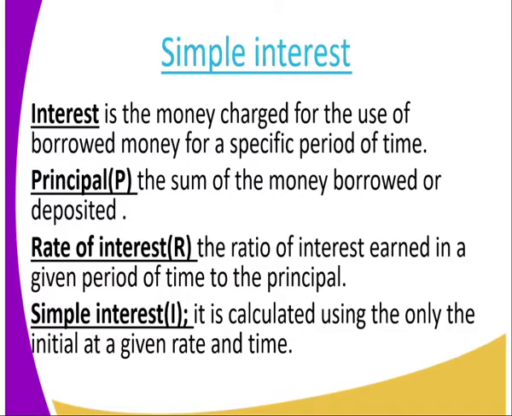Then we have the principal. It is the sum of money that you borrowed or deposited in order for you now to get the interest. Then we have the rate of interest. This is the ratio of interest earned in a given period of time to the principal. Then we have the simple interest. It is calculated using only the initial, that is the principal, at a given rate and time.